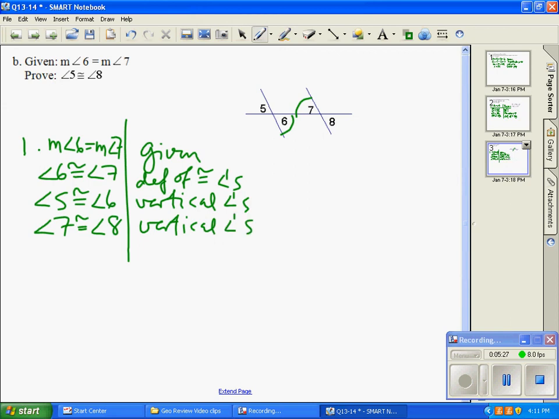So therefore, we can say that angle 5 is congruent to angle 8. And that's by transitive property, because we can see that angle 5 is congruent to angle 6, angle 6 is congruent to angle 7, and angle 7 is congruent to angle 8. So transitive property.